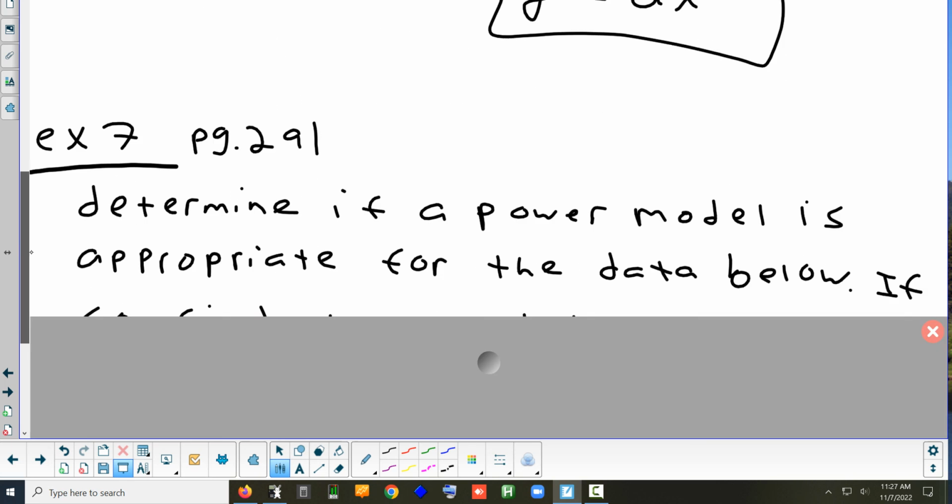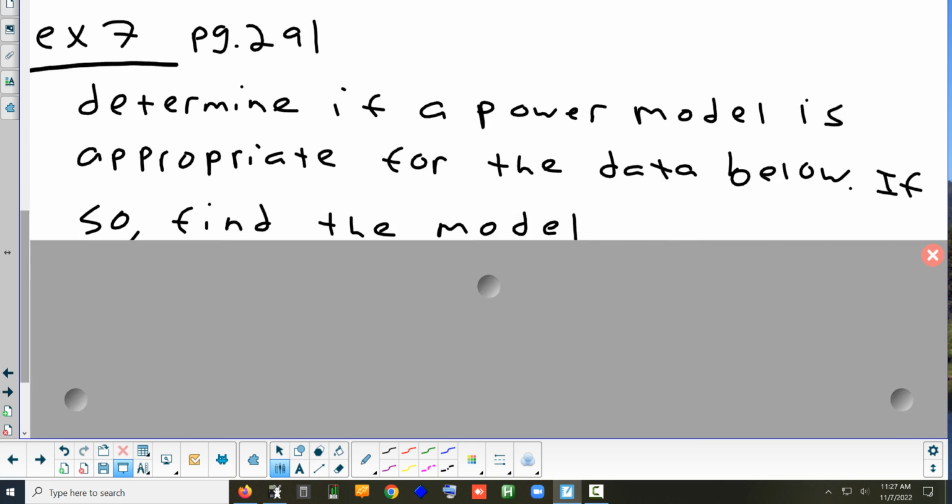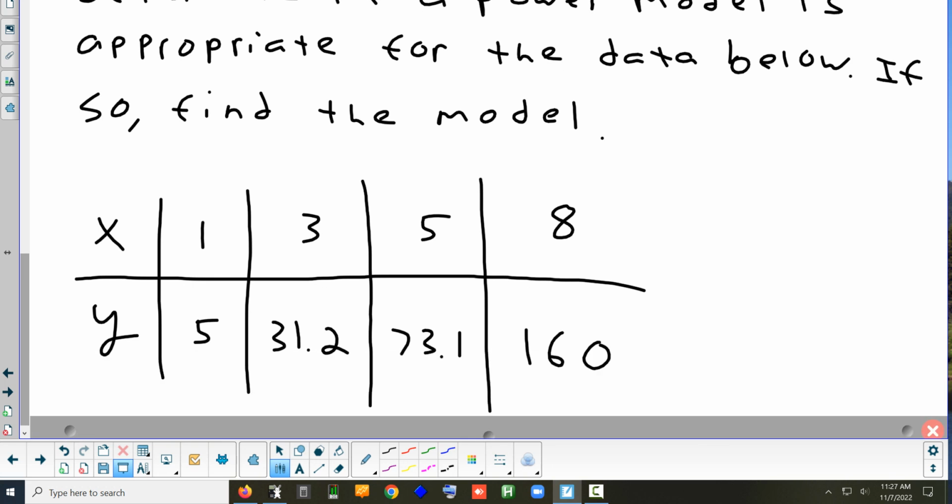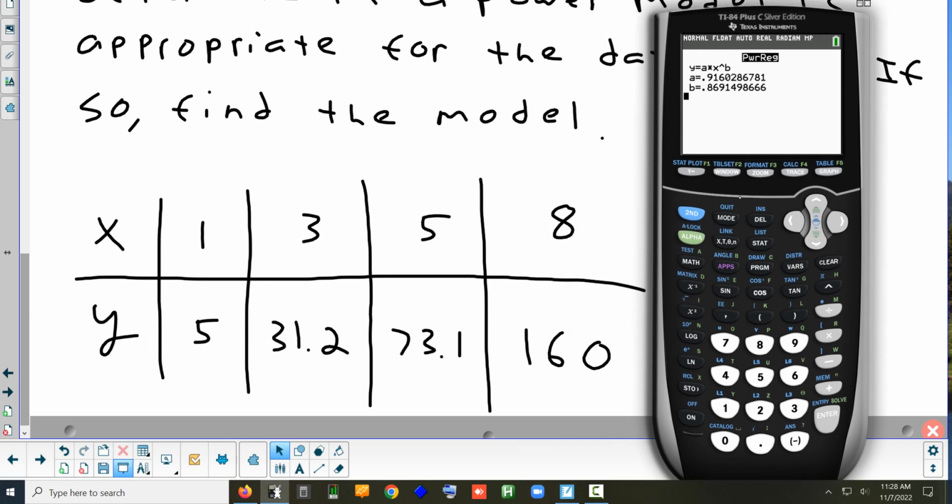All right, so here's our data set. First, determine if a power model is appropriate, and if it is, then find it. So what's the first thing that I said to do with every number in that table? To find the natural log. Find the natural log. And I'm going to show you a quick way that you can do it all at once. Well, at least 2 steps rather than 8 steps, because I don't want to type every one of those numbers in one at a time and find the natural log. So I'm going to put all these numbers in my table.